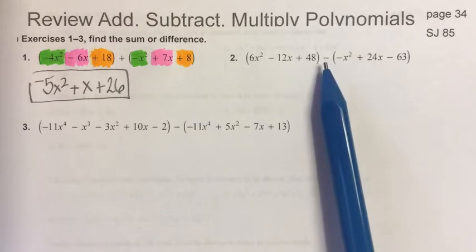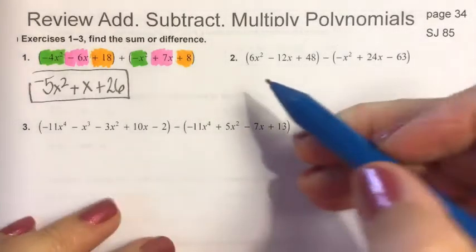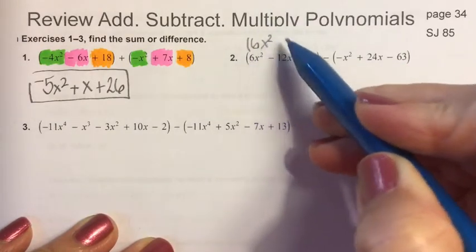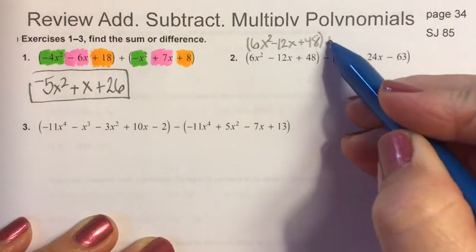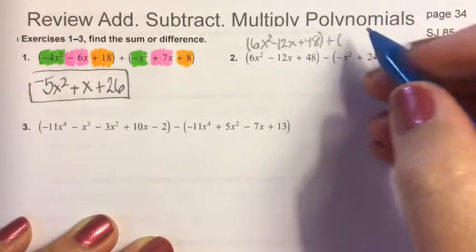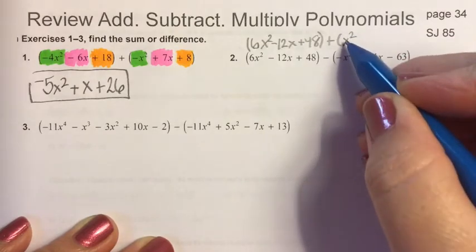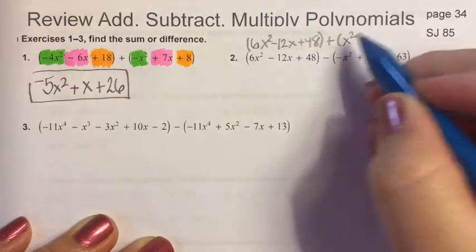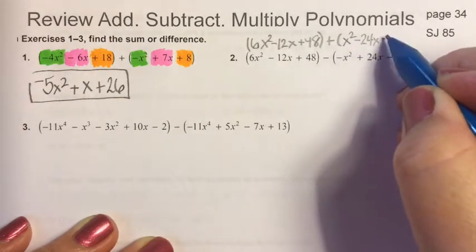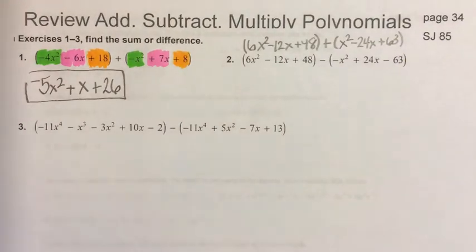I like to just subtract, but there are some students who prefer to keep this trinomial, the first one, the same. Change this middle sign to addition, and then change every sign within the polynomial. So a negative x squared becomes positive x squared, positive 24x becomes negative 24x, and negative 63 becomes positive 63. You may do either one, but I just subtract.